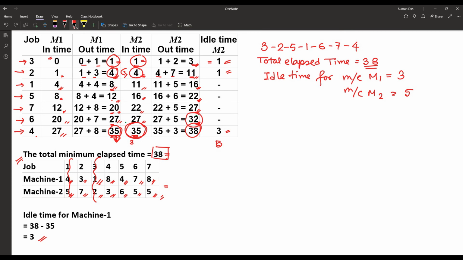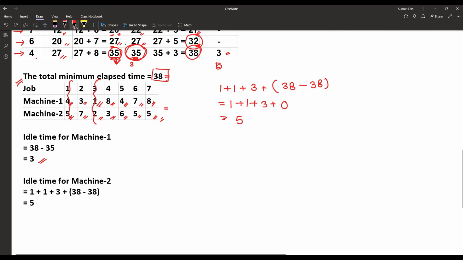So the complete idle time for machine M2 is 5, and particularly we can find the idle time for machine M2 this way: 1 plus 1 plus 3 plus 0, or 5, which is the total elapsed time 38 minus the total time taken by machine M2.